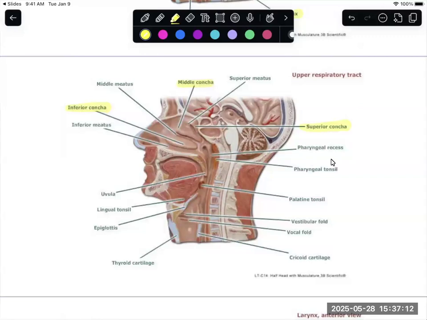Sorry, I'm checking the sheet to make sure I'm not missing anything here.